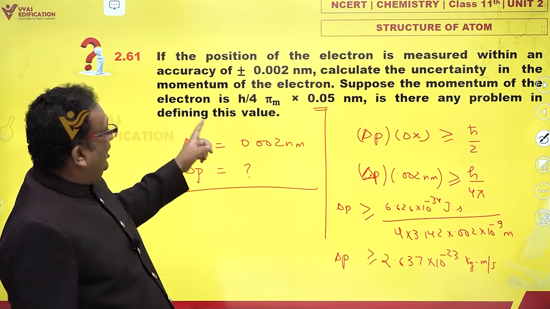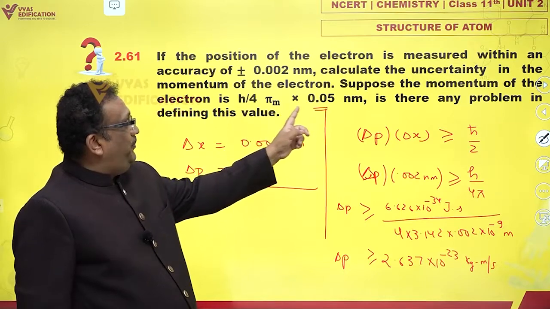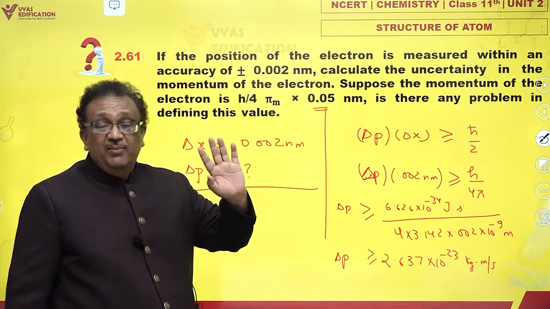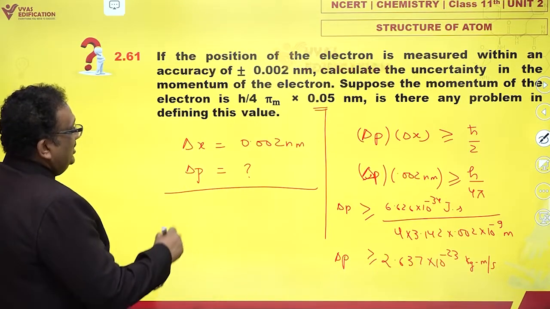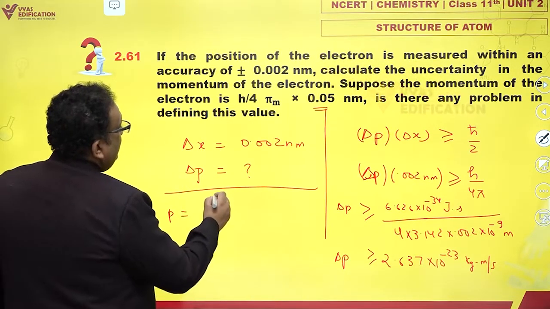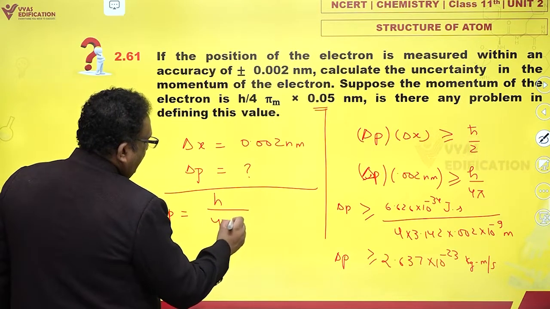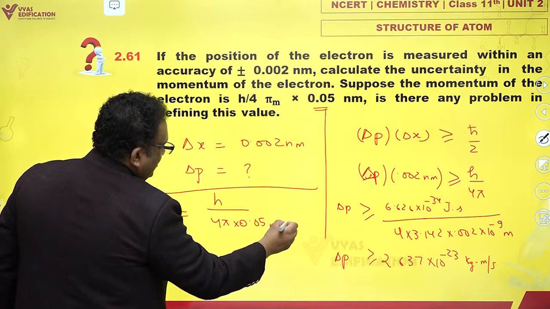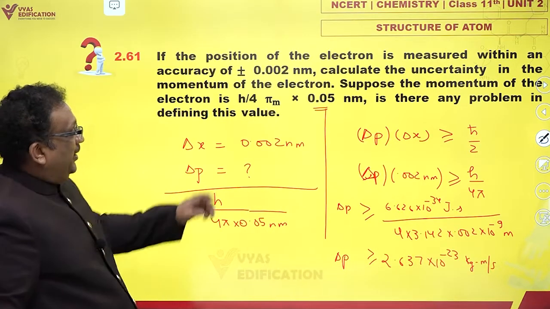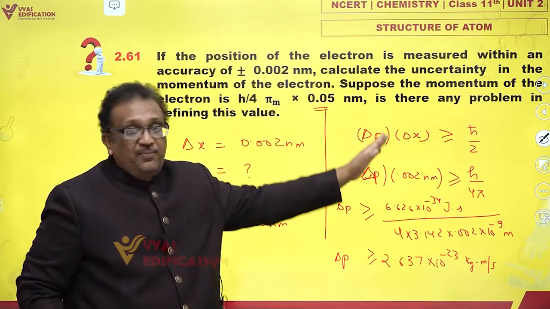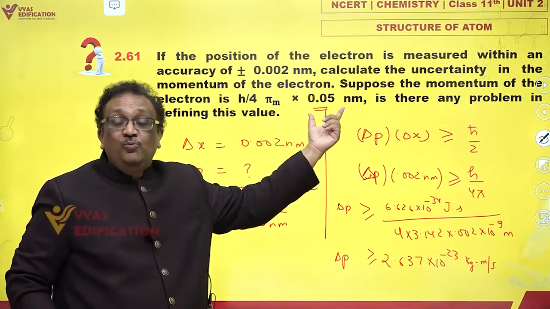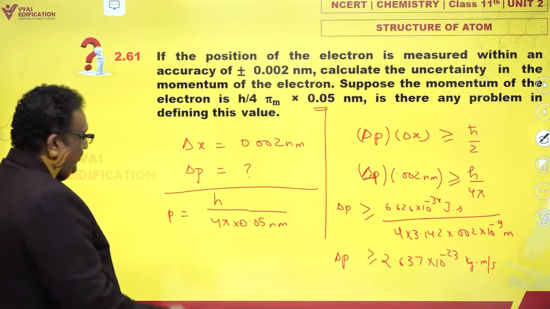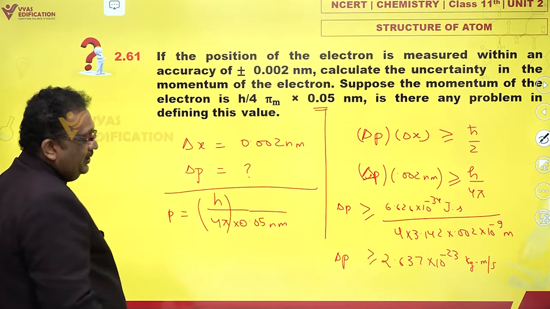Suppose the momentum of the electron is h by 4 pi into 0.05 nanometer. Please look at the units. Units of momentum is not nanometer. So actually they are saying p is h by 4 pi into, this should be in denominator, 0.05 nanometer. It appears as if this is separate and this is separate. No. Assume this in the denominator. Then it would work. Say p is so much, right?